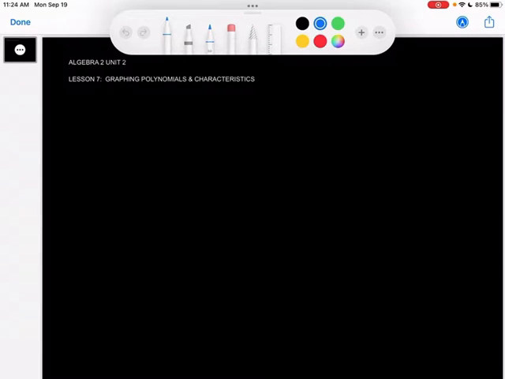Today I'm going to be looking at graphing polynomials and characteristics. If you're following along in the text, this is from Algebra 2, Unit 2, Lesson 7. So first, let's talk about graphing polynomial functions.